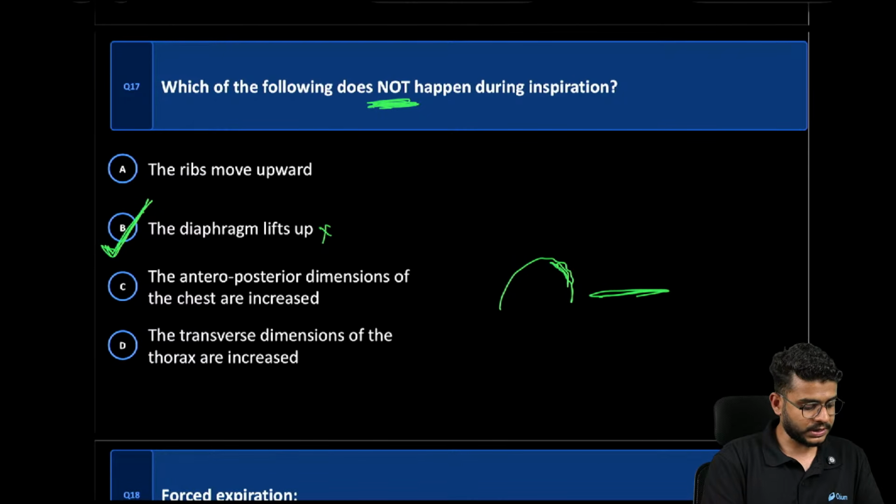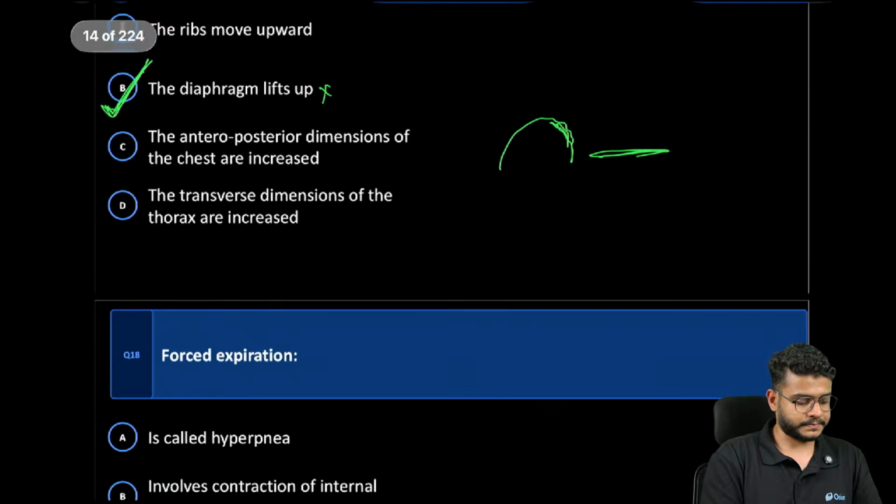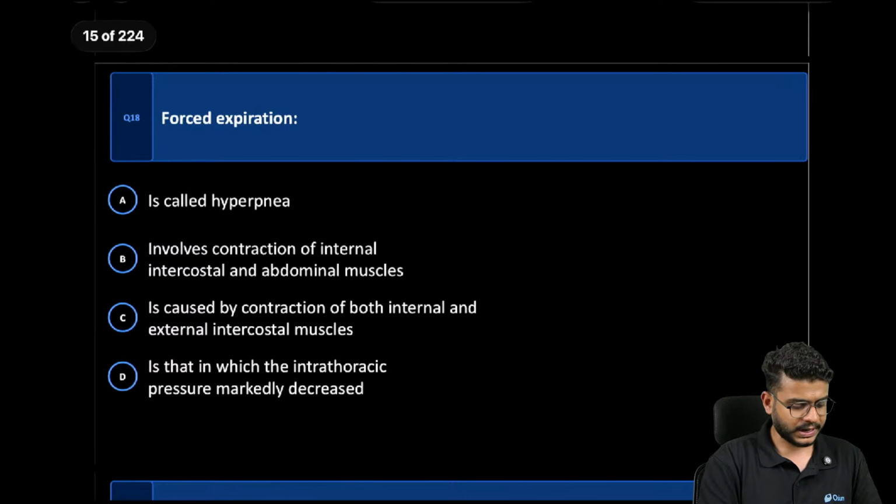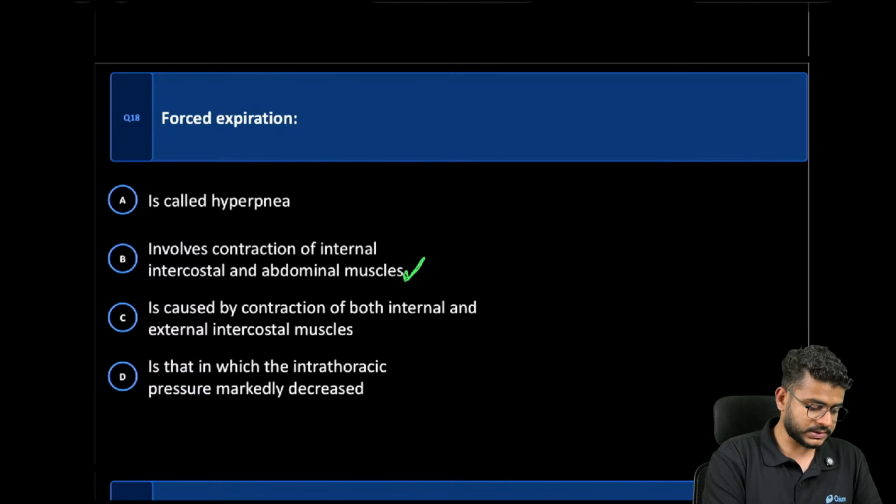The third option is the anterior posterior dimension of the chest is increased. We have already said that the transverse dimensions of the thorax are increased. Yes, both the anterior posterior and transverse dimensions are increased during inspiration. Okay, next one is forced expiration. It's called hyperpnea. No, it involves contraction of internal intercostal and abdominal muscles. Yes, these muscles are used in expiration, right?